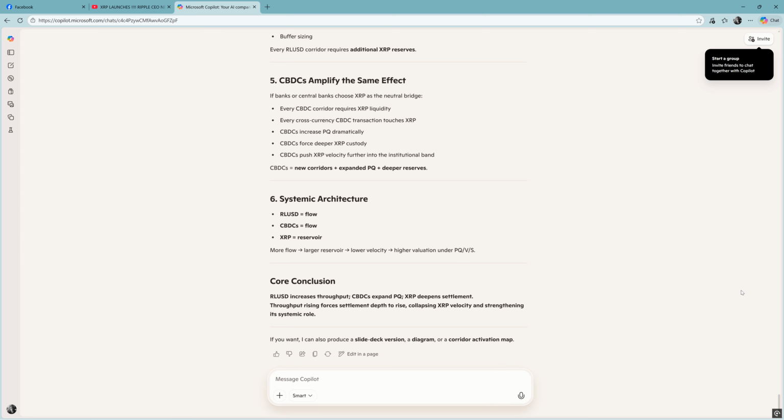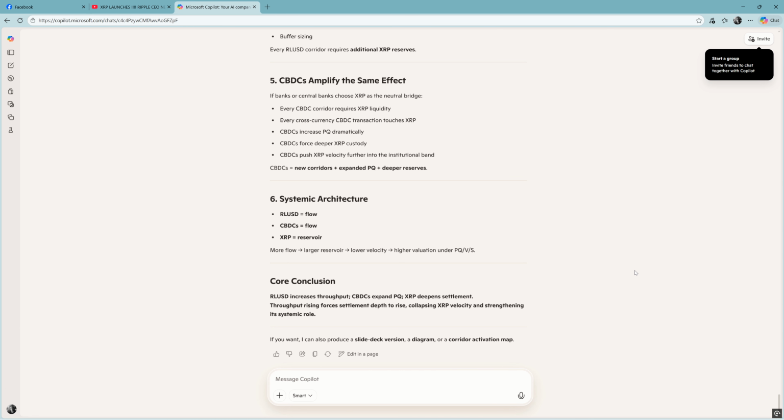So this is basically what they do. In the same way that RLUSD or stablecoins are flowed, CBDCs are flowed. XRP acts as a reserve, it's a reservoir. So more flow, larger reservoir, lower velocity, higher valuation under PQ, V, and S. That's the formula that I need you to understand before getting into this video. So basically, let's make a synthesis.